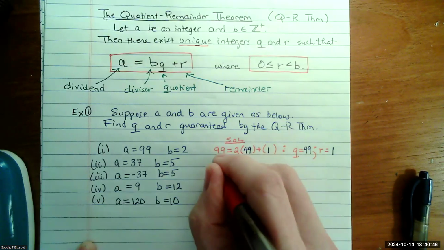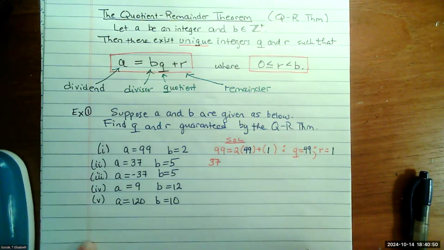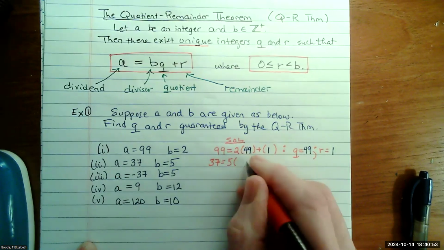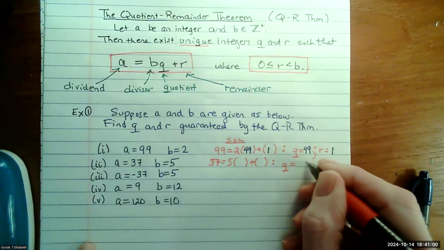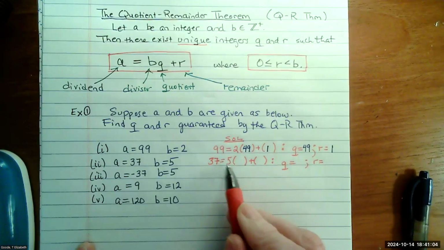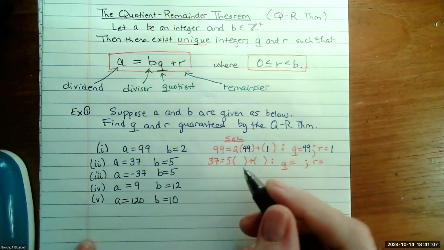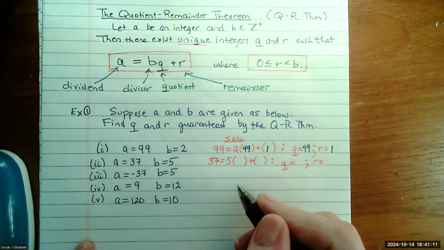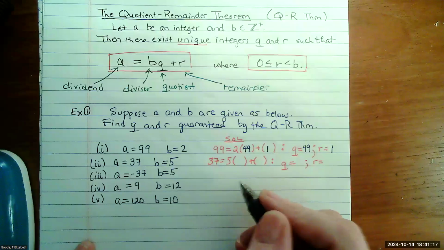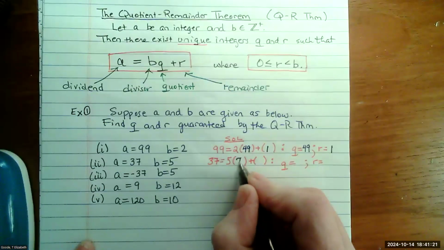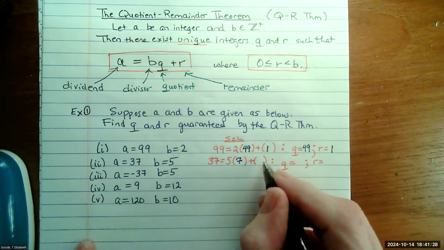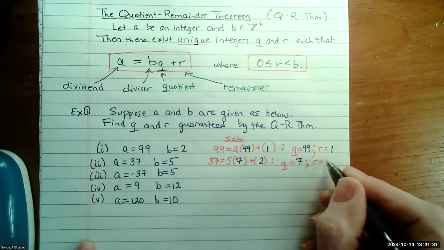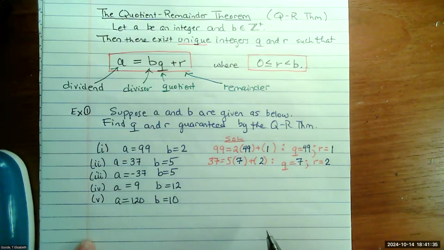All right, let's do the next one. 37 is 5 times some Q plus an R. So how many times does 5 fit into 37, folks? I know, right? It's been a while since we've done our multiplication tables. 7. See, 7 times 5 is certainly right. That's 35. And so what's our remainder then? 2. Yep. Okay, so this looks fairly straightforward, and it is. Q is 7, R is 2.